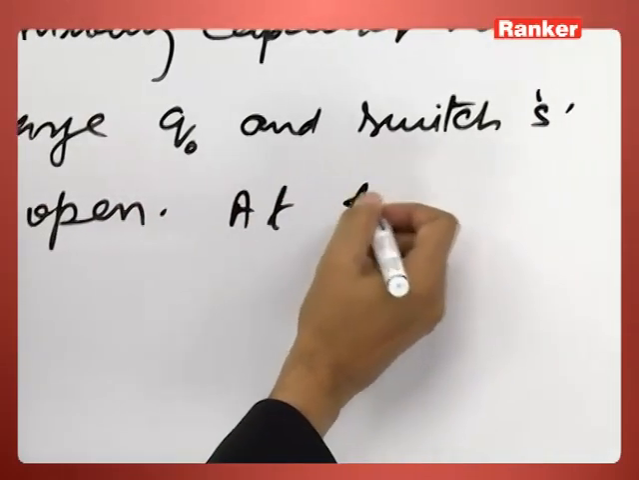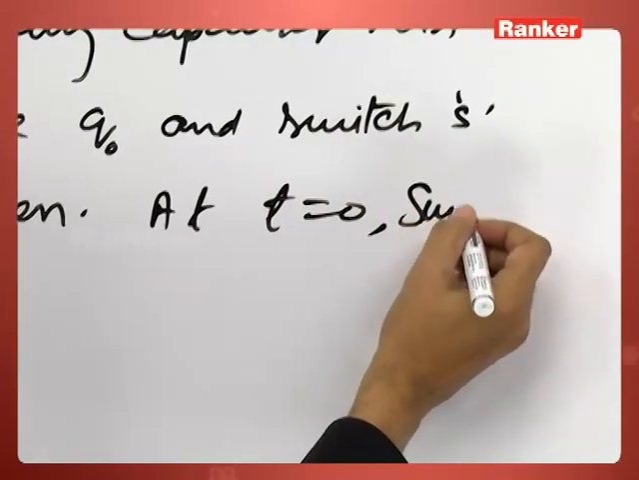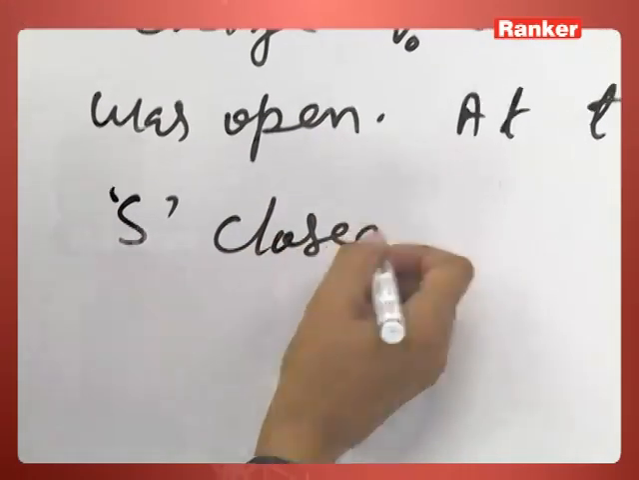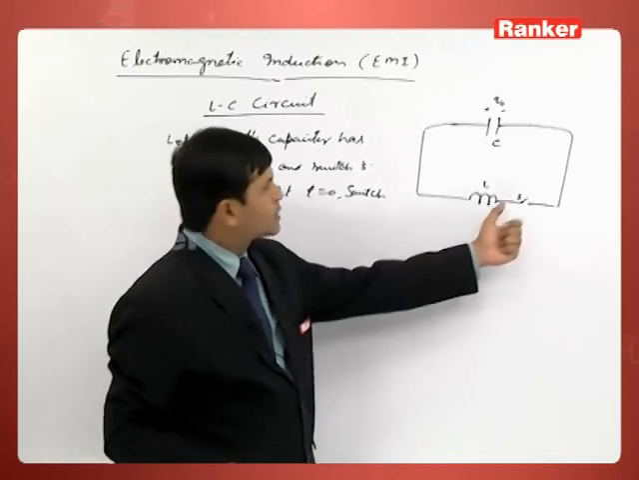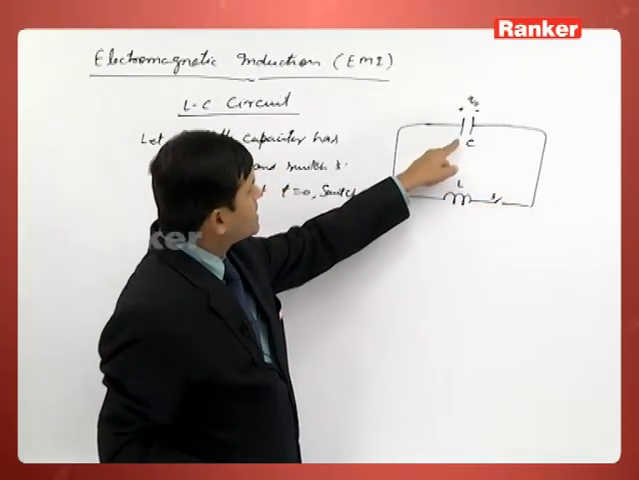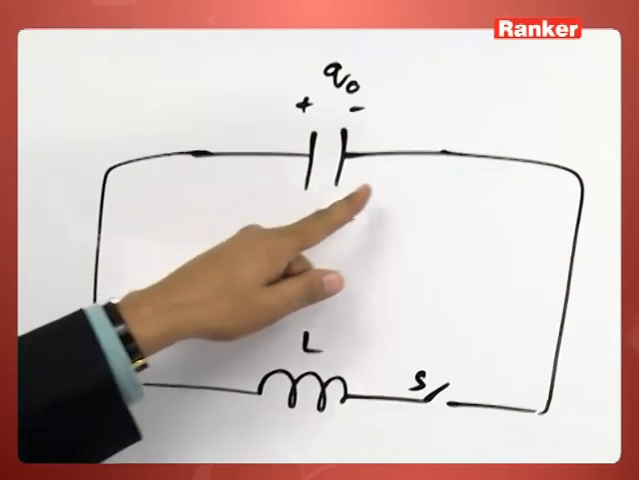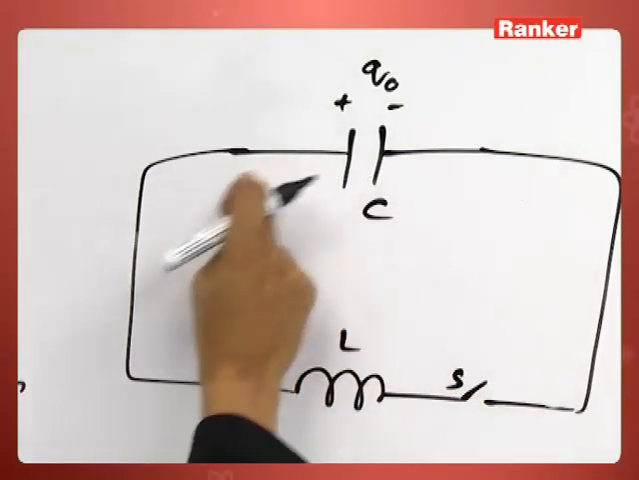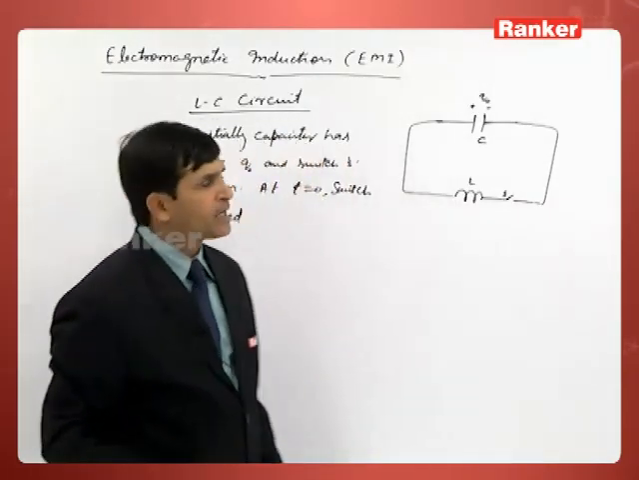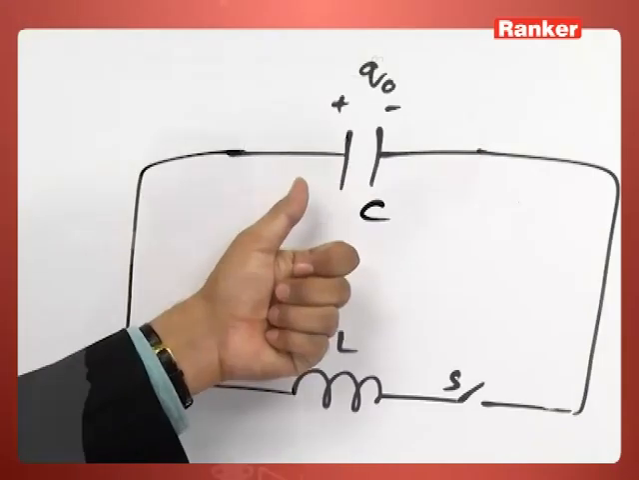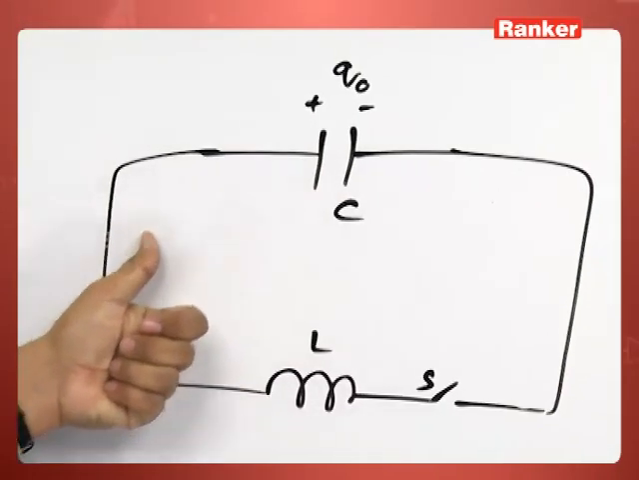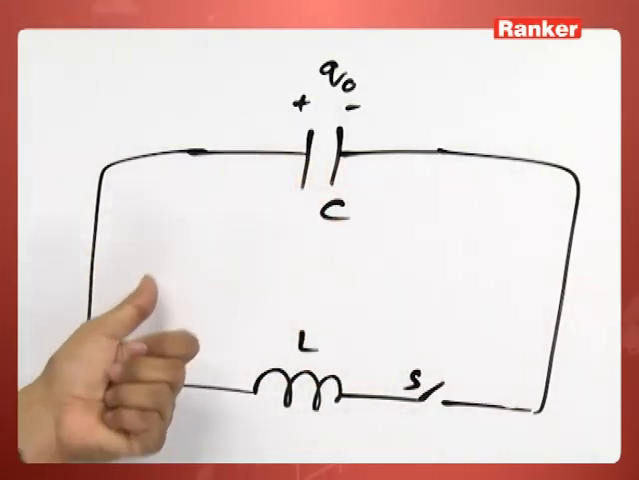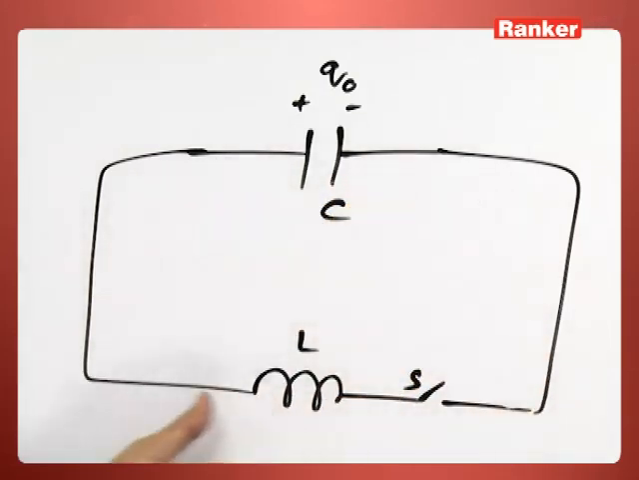So at t equal to 0, switch S is closed. As soon as the switch S is closed, it creates a potential difference, because these two plates are at different potential. When we join them with a wire, because of the potential difference, charge starts flowing. Positive charge flows from higher potential to lower potential, or we can say electrons flow in the other direction.